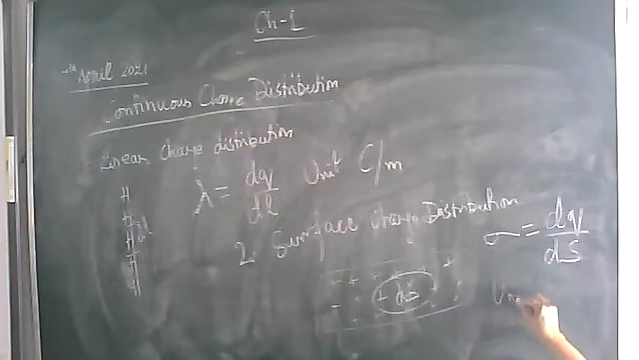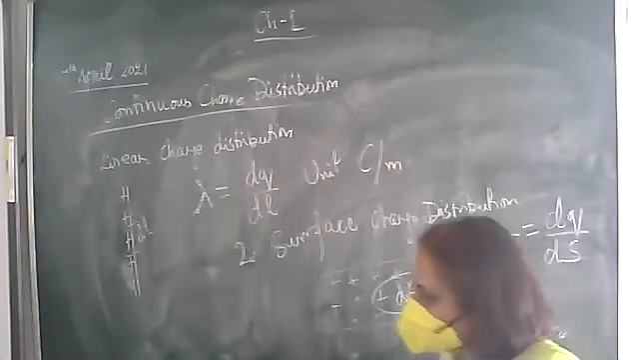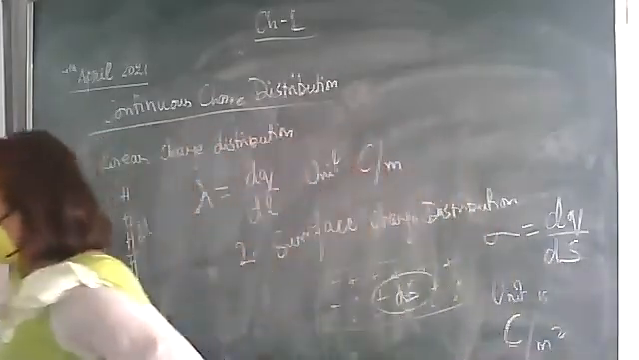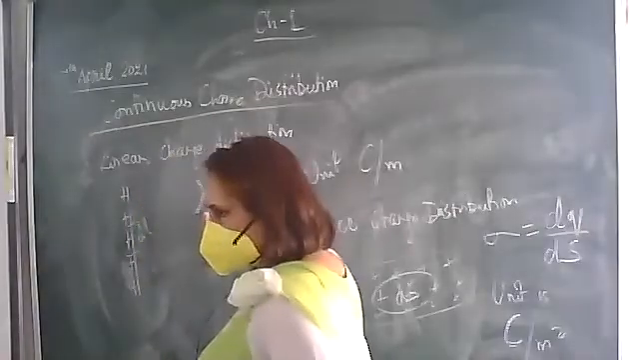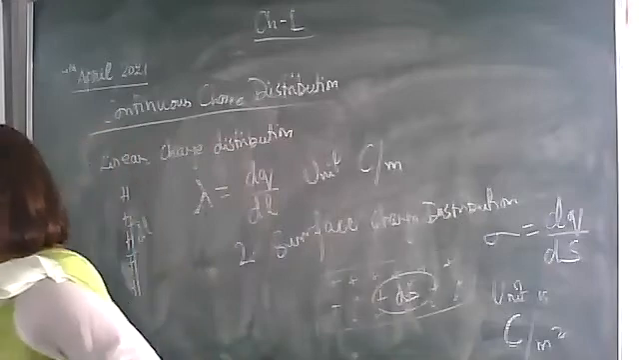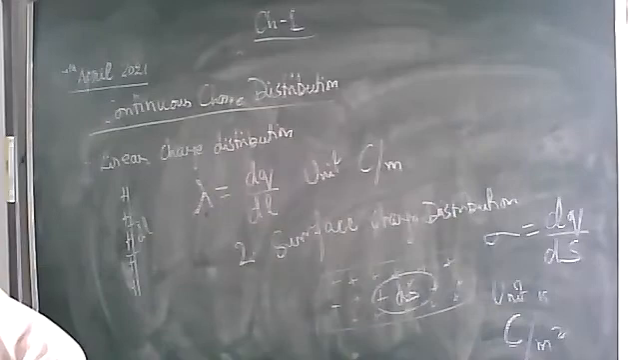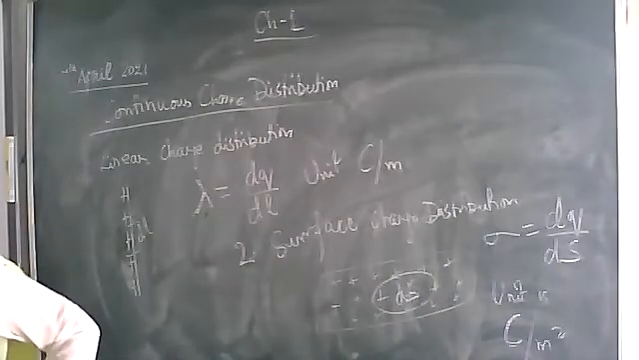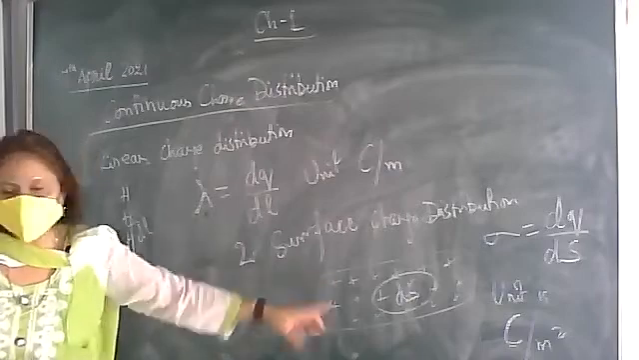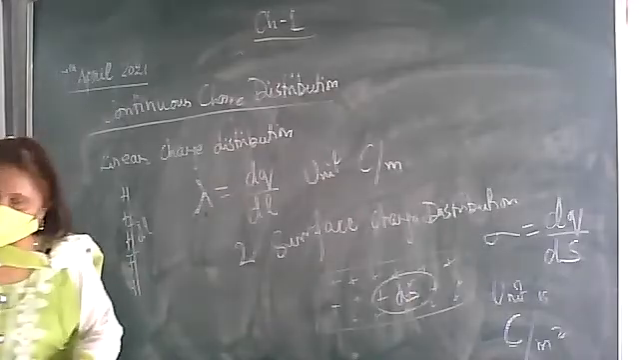What will be its unit? Unit of sigma is coulomb per meter square. What is the unit of area? Meter square. So its unit is coulomb per meter square. This one is called lambda, and this is called sigma. Like we have A, B, C, D, they have alpha, beta, gamma, omega and all this. This is called surface sigma, and the surface charge density will be given by charge per unit surface area.